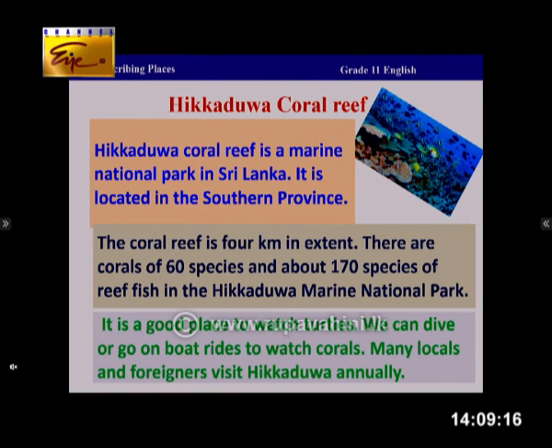Let's read it. Hikkaduwa Coral Reef is a marine national park in Sri Lanka. It is located in the southern province. The coral reef is 4 kilometers in extent. There are corals of 60 species and about 170 species of reef fish in the Hikkaduwa Marine National Park. It is a good place to watch turtles. We can dive or go on boat rides to watch corals. Many locals and foreigners visit Hikkaduwa annually.